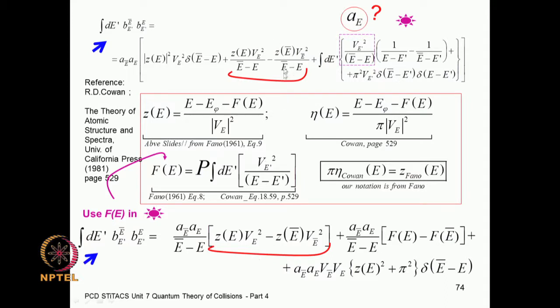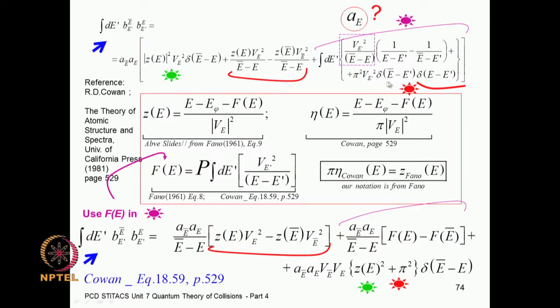First I write these two terms which come here. Then you have these terms in which you have v square over e bar minus e. These are replaced by the principal value integration f of e minus f of e bar. These are the two which are coming here. And then you have this term which comes here. And then what are you left with? You are left with one term over here, which has the pi square, v square. So the v square is here, a e bar a e is here, and the pi square is here. And then you have the e prime equal to e. So instead of e bar minus e prime, you have e bar minus e, because e prime has to be equal to e. So that is what you get here.